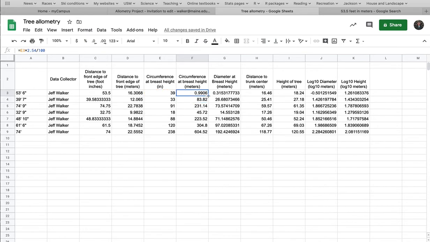So we fixed that. Notice that when I correct the mistake for everything, all of my log 10 diameters automatically update. So I've corrected a mistake and my final numbers are updated. This is reproducible science.